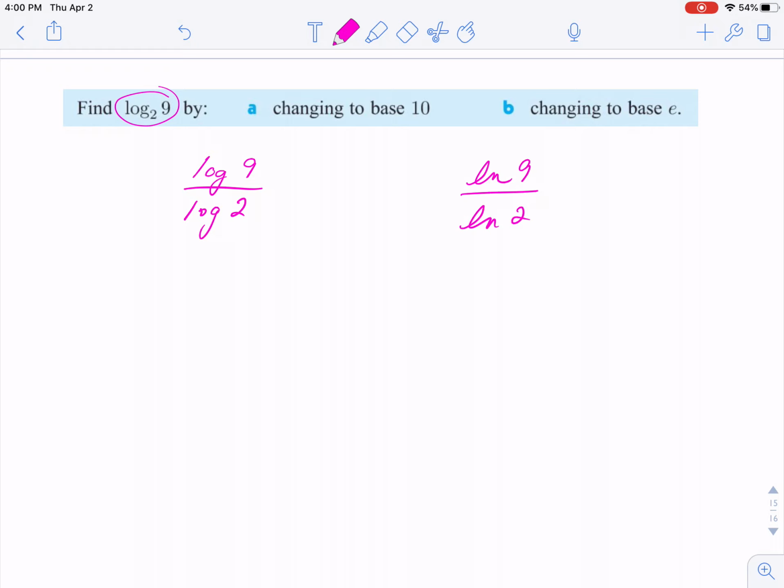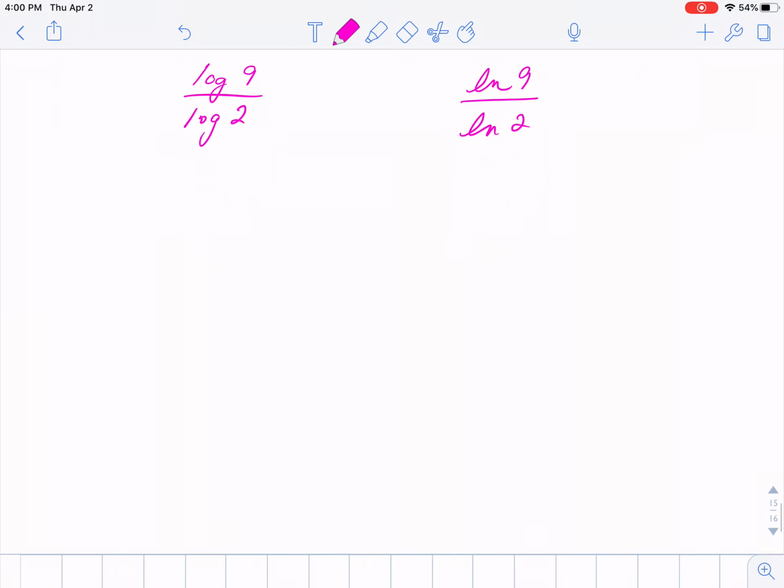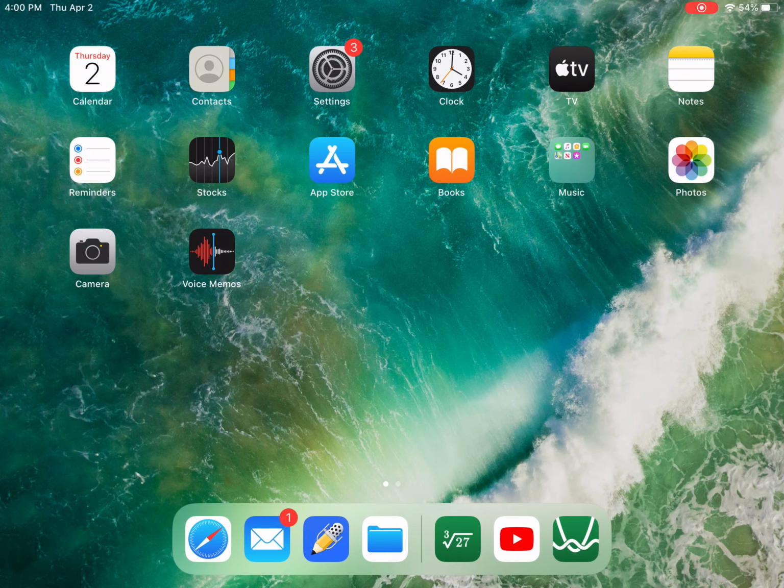We use this change of base formula because it allows us to do these logarithms with base 10 and base e. However, through the advent of technology, there is actually a log base on your calculator. It's under math, and you have to scroll all the way down to A. I created a short YouTube video that I'm going to play for you right now.